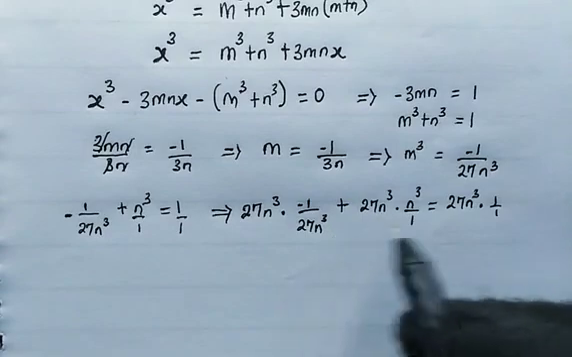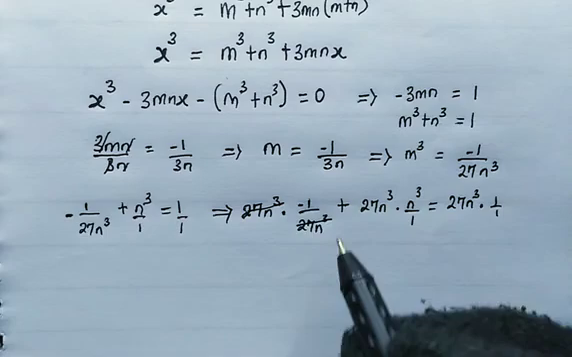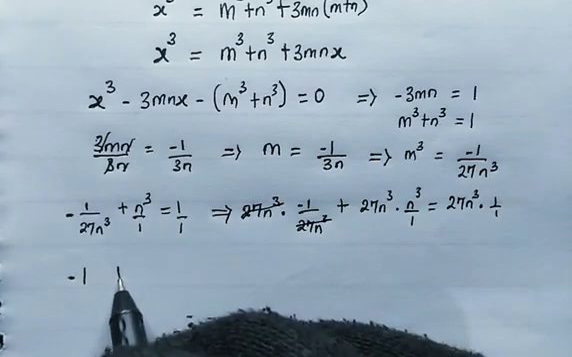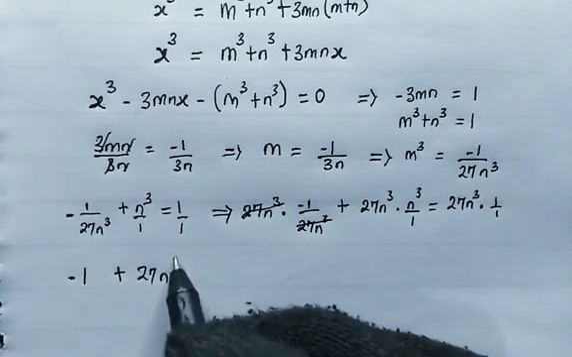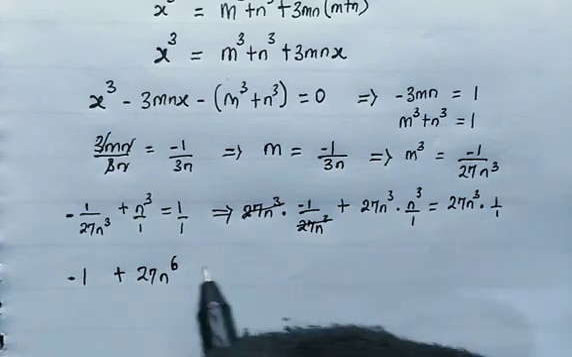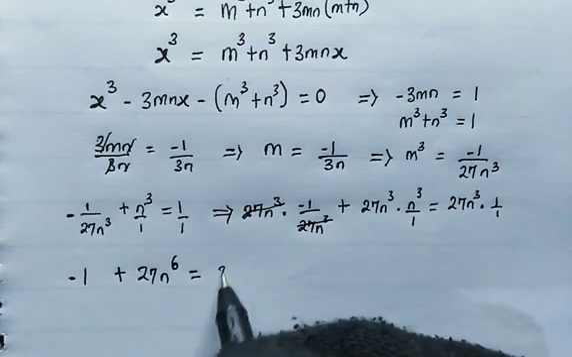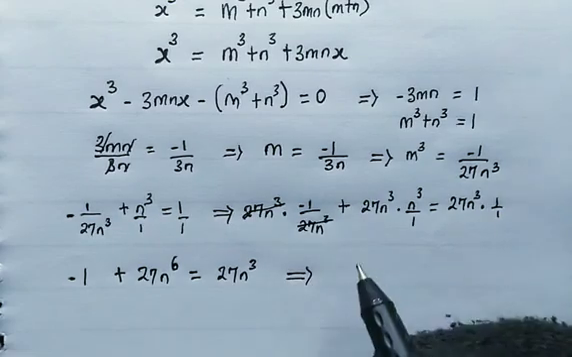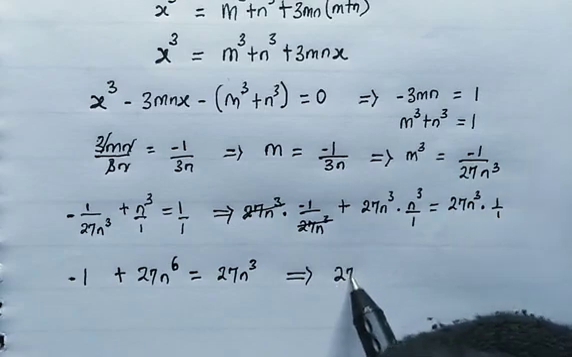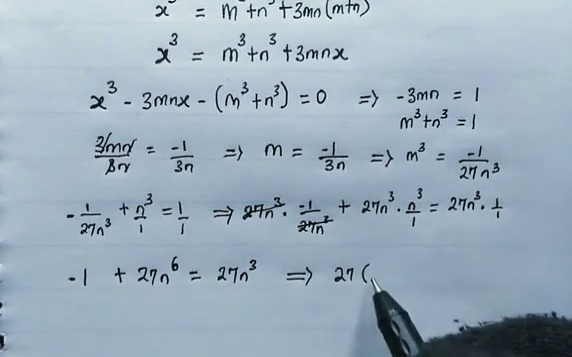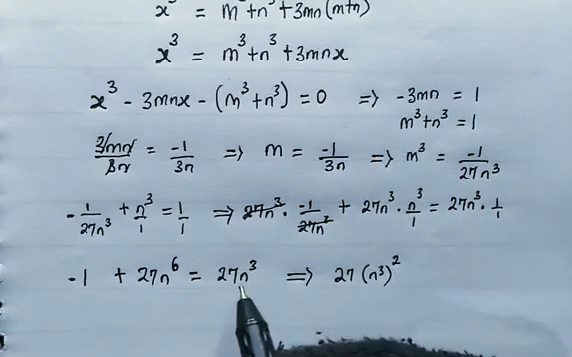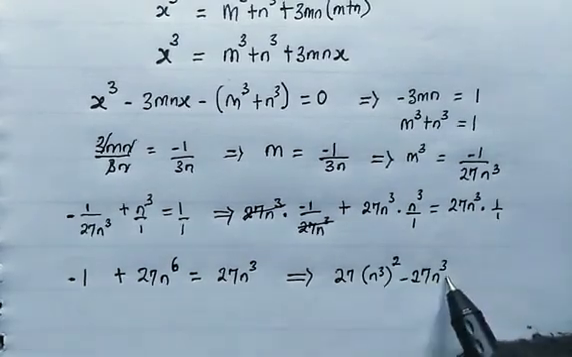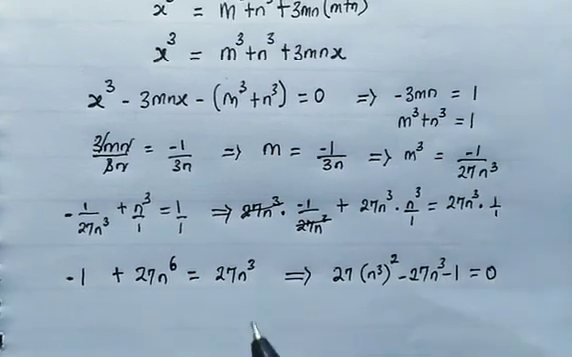So from here, this we cancel this, and we are left with negative 1, then plus here we have 27n to the power of 6. Then from the right hand side we have this equals 27n cubed. From here we can actually write this equation as 27n to the power of 6 is the same as n cubed squared. Then subtract this term here, minus 27n cubed here, minus 1, and the whole of this equals 0.